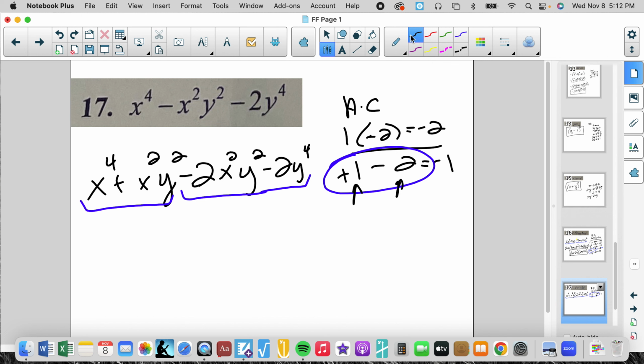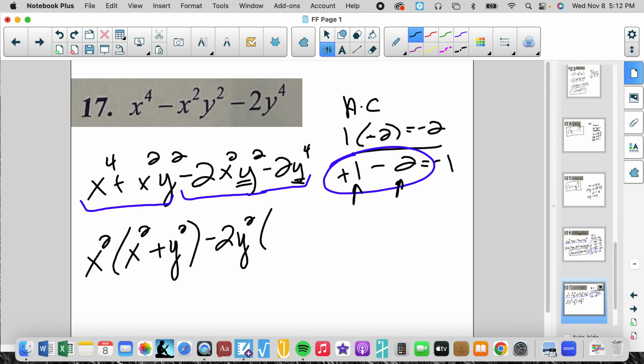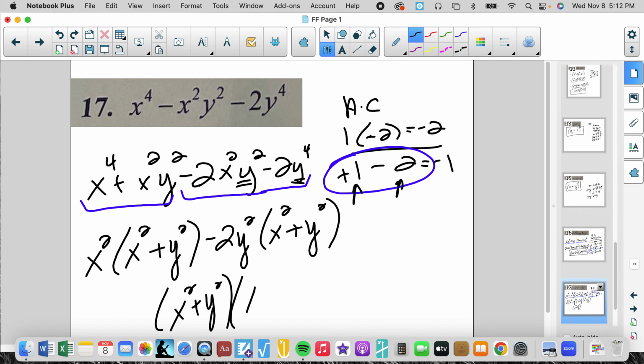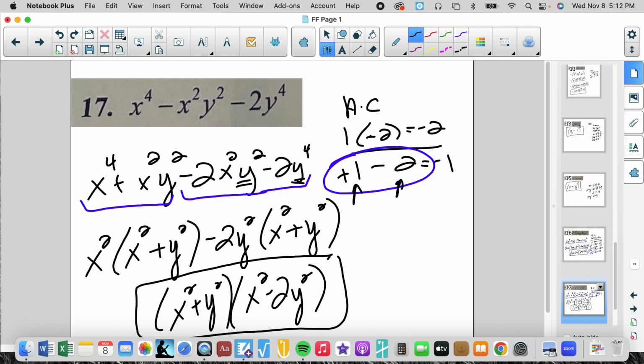No coefficient, but they both have at least an x squared. So if I take x squared from x to the fourth, that leaves me with x squared. If I take x squared from x squared y squared, that leaves me with y squared. I have a negative. Let's take out a negative 2, and then they also have y squared. So if I take out a negative 2y squared from negative 2x squared y squared, we get x squared, and then we get plus y squared. x squared plus y squared, and then you get x squared minus 2y squared. That is my factored answer.